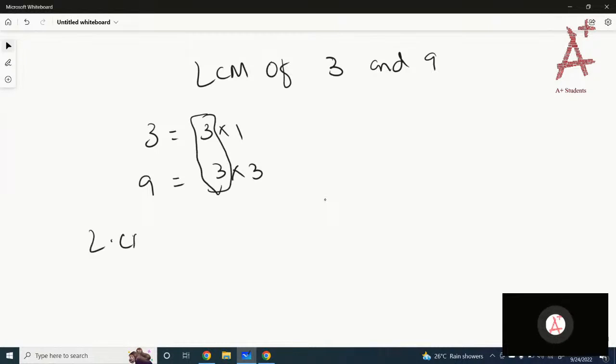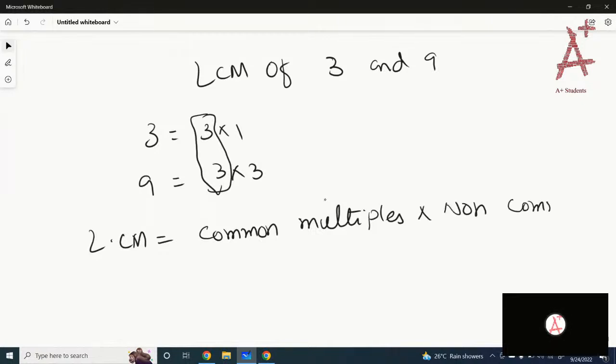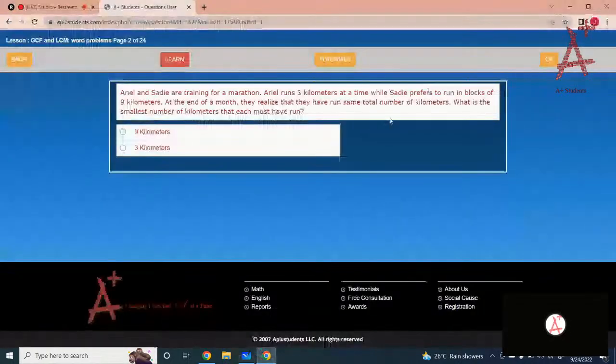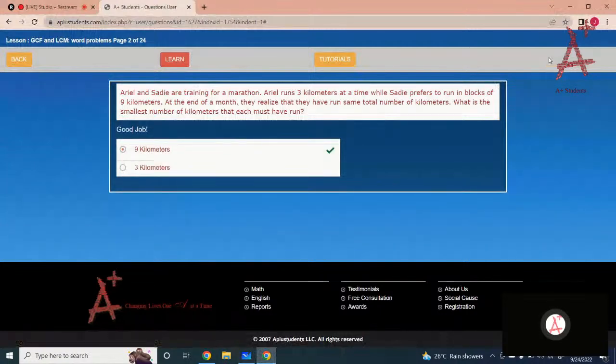and for the LCM you have to multiply the common multiples times the non-common multiples. So the common is 3 and the non-common is 1 times 3. So multiply all the numbers. So 3 times 3 is 9. Got it? So the LCM for both the numbers is 9. So you have 9 kilometers. Got it? Okay, select the correct option. Click on the OK button, please.